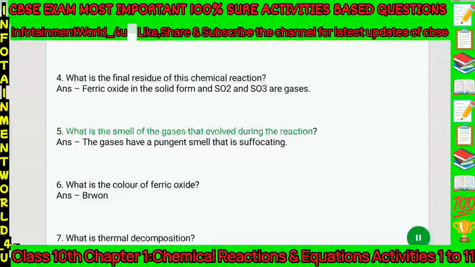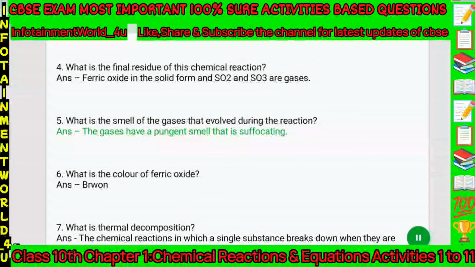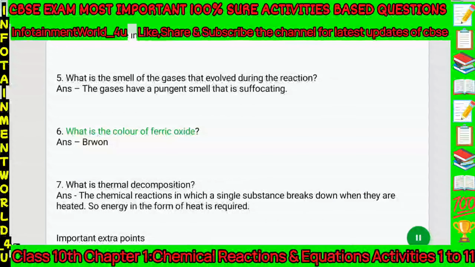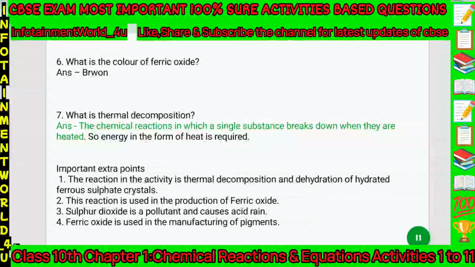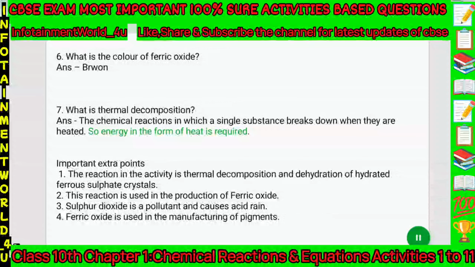5. What is the smell of the gases that evolved during the reaction? Ans. The gases have a pungent smell that is suffocating. 6. What is the color of ferric oxide? Ans. Brown. 7. What is thermal decomposition? Ans. The chemical reactions in which a single substance breaks down when heated. So energy in the form of heat is required.